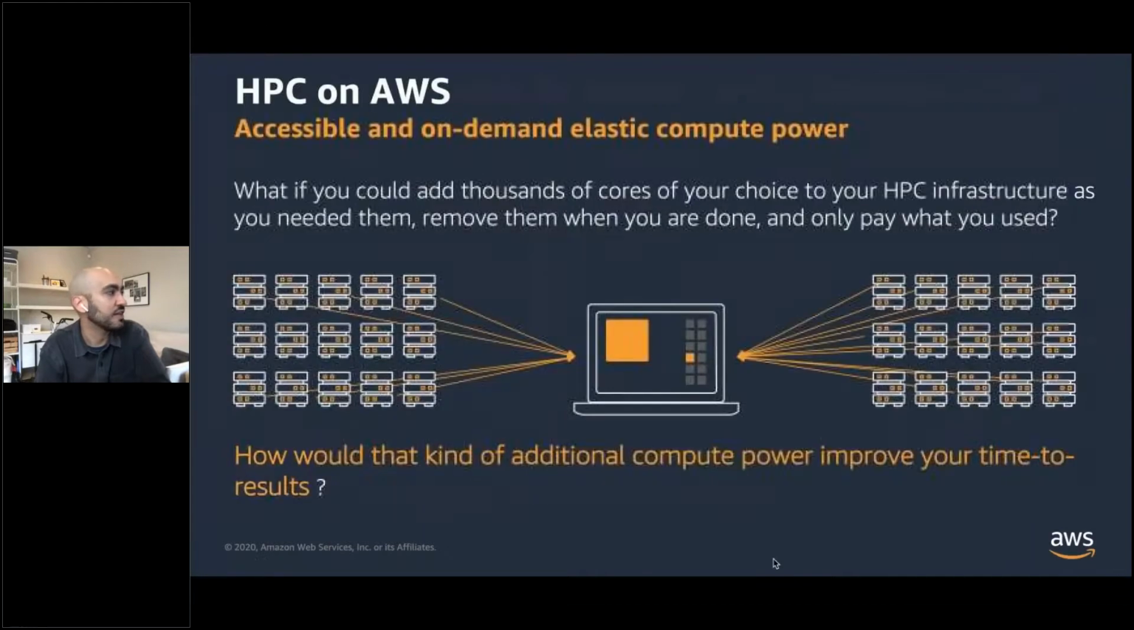So one question that we can ask is, if you have access to thousands of cores of your choice for your HPC infrastructure as you need them, you can add them as they are required, and then once you finish running your workload, you can just discard them, effectively only paying for what you have used. So how will that kind of additional compute power improve your results? Let me give you one example.